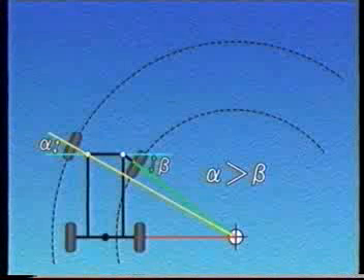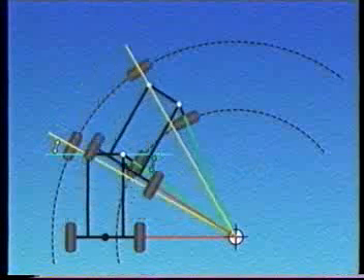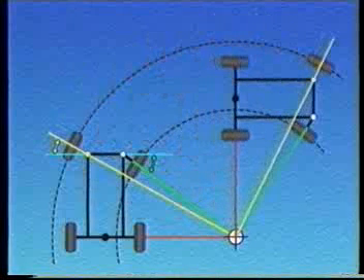In order to solve this problem, the wheel inside the turn is given a larger turning angle. Thus, the turning radius is made smaller, so that the center of the turn is the same for each wheel and is in alignment with the rear axle center line. This is the turning radius.